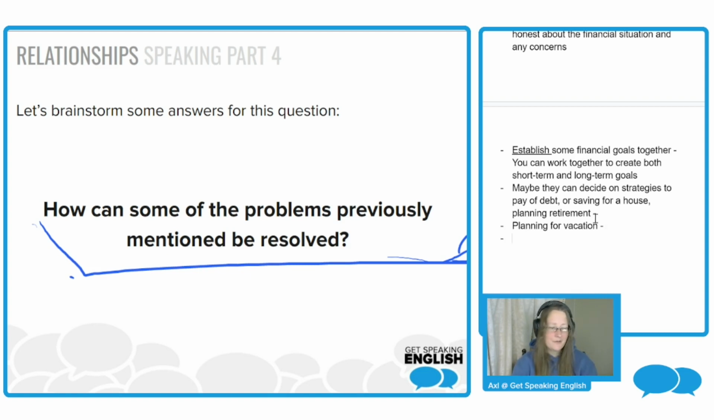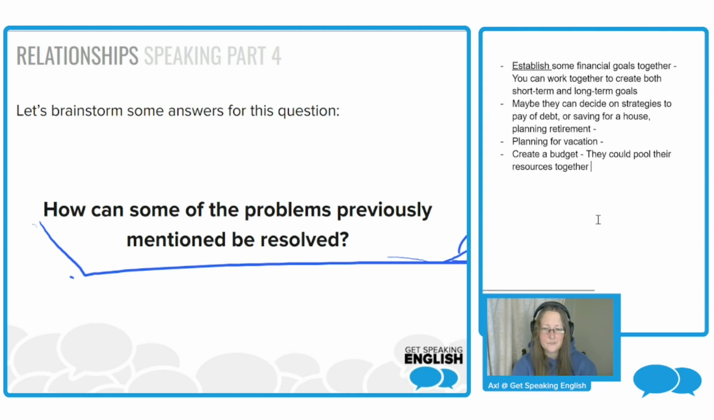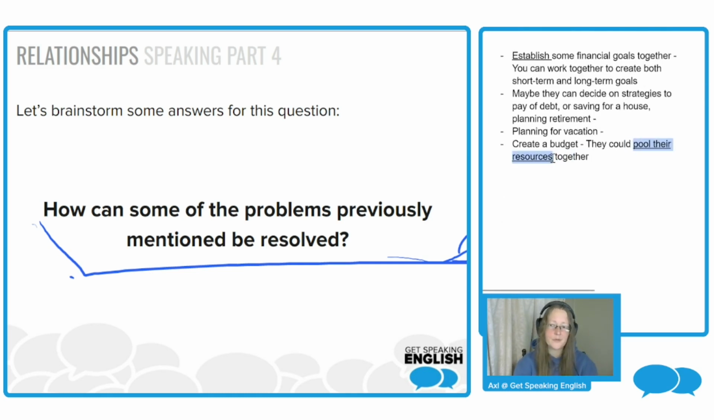Yeah. And maybe also, too, they could create a budget together. So a budget is sort of a sheet, tells you what money is coming in, and then how you're going to spend that money, right? So you could create a budget. They could pool their resources together. So if you pool your resources together, that basically means that you put your resources together. And what resources do I mean here? I mean the money, our money. So we're going to pool our financial resources together and then decide how to allocate that money into the different areas of the budget.